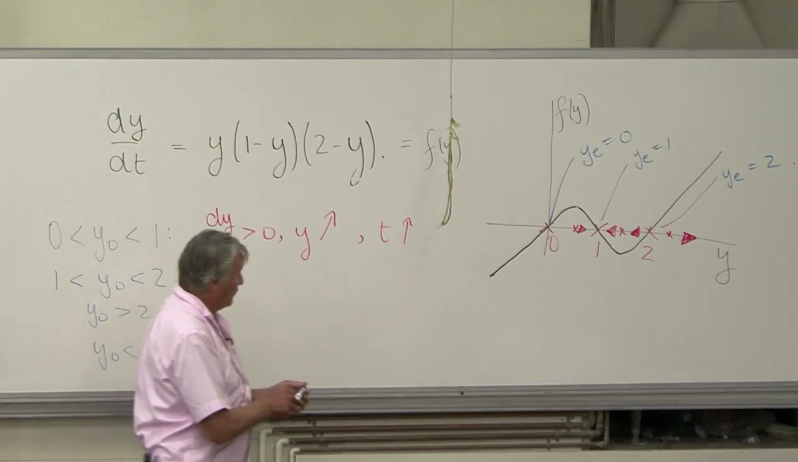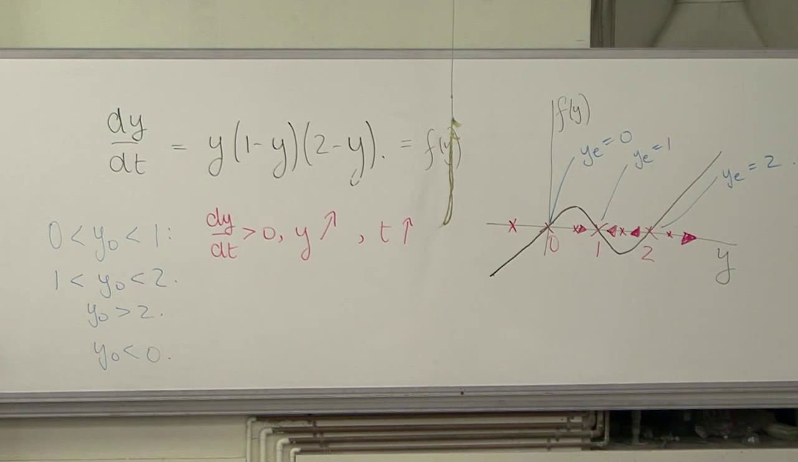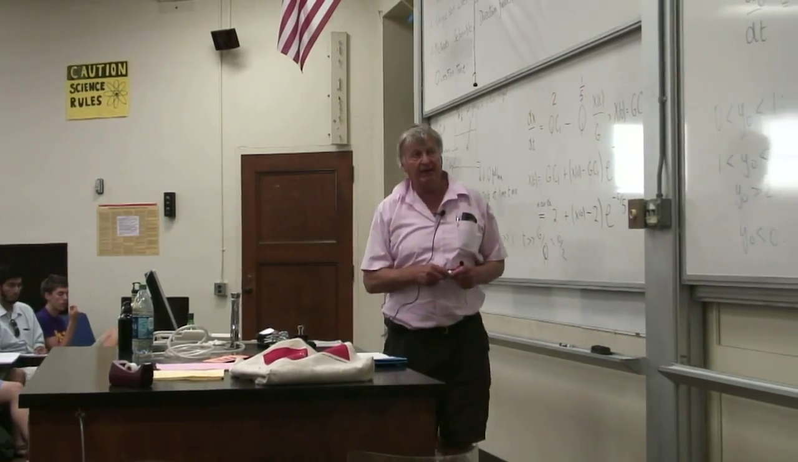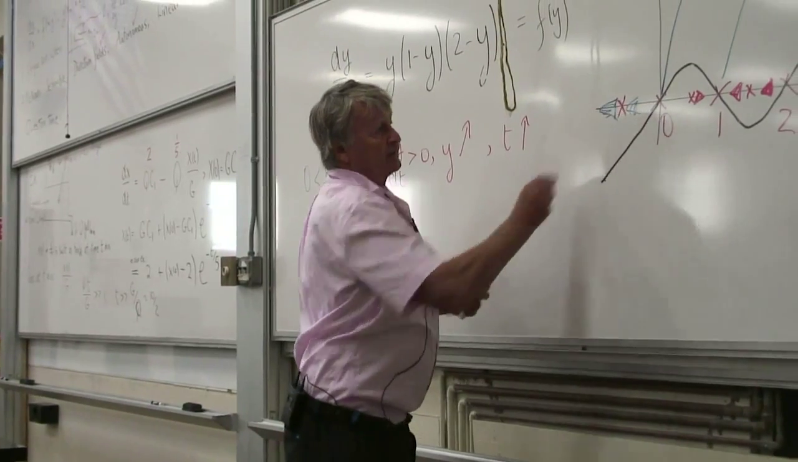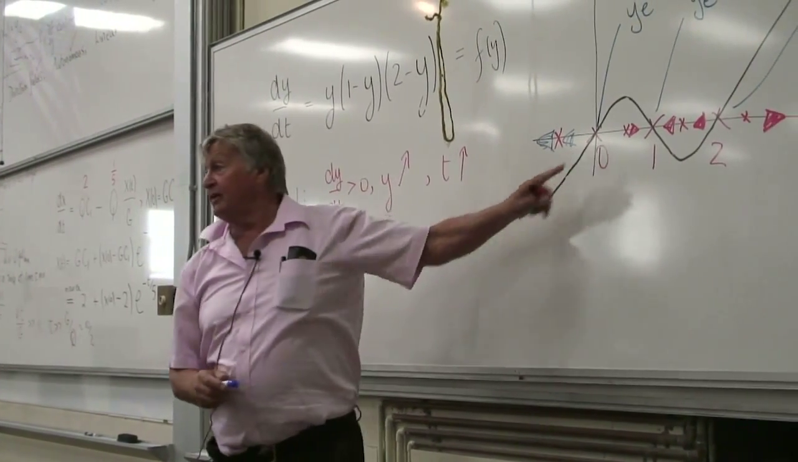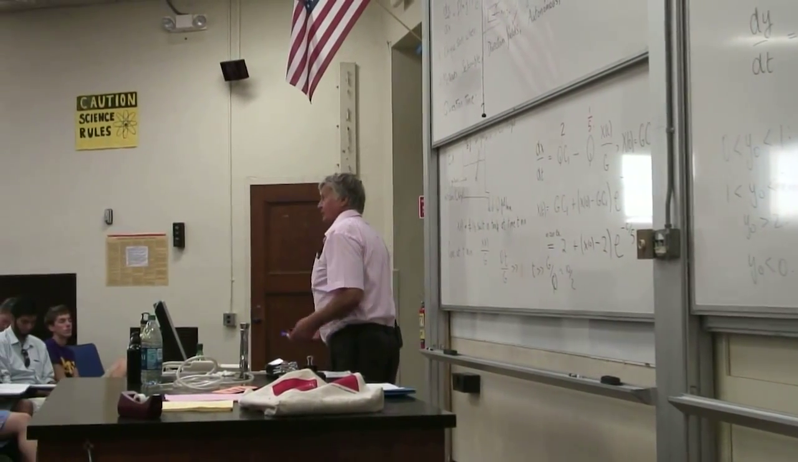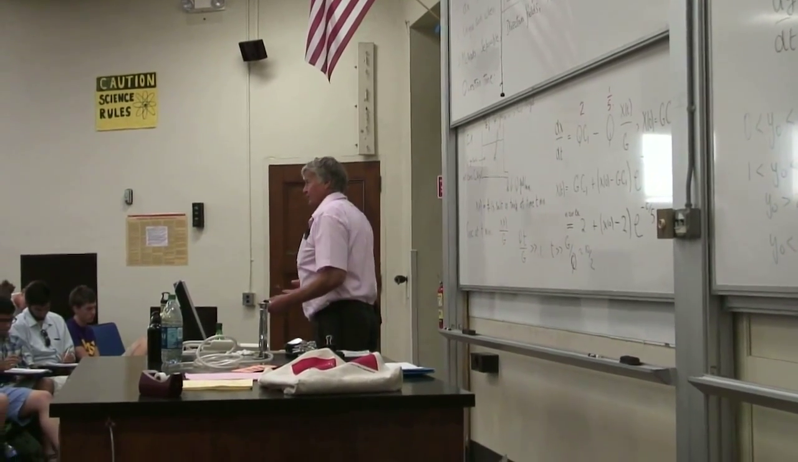Now, if I start off over here, what's the sign of the graph of f at this point? Negative. So dy by dt is negative. Therefore, as t increases, y decreases. So where am I going to end up? Negative infinity. So I'll be going this way. So how about the equilibrium at y equals 0? Is that stable or unstable? Unstable.